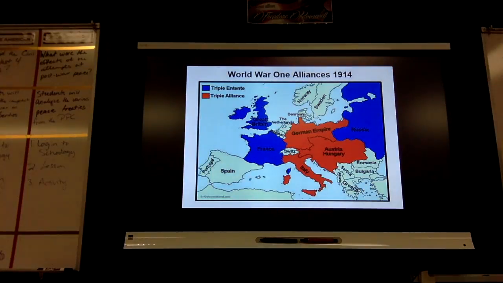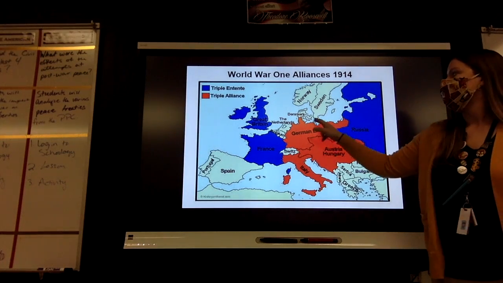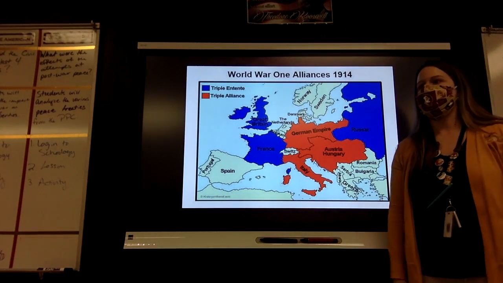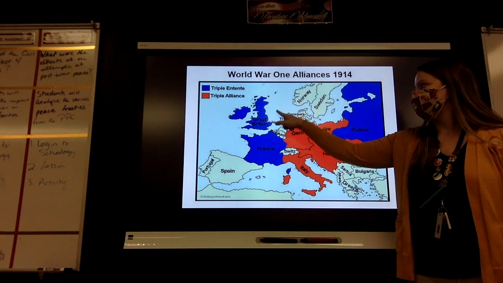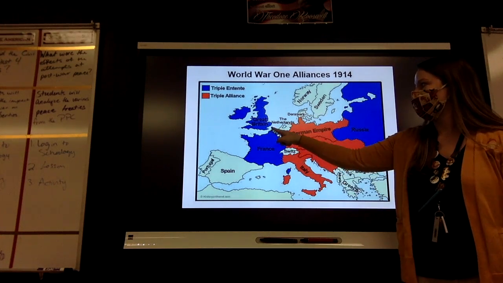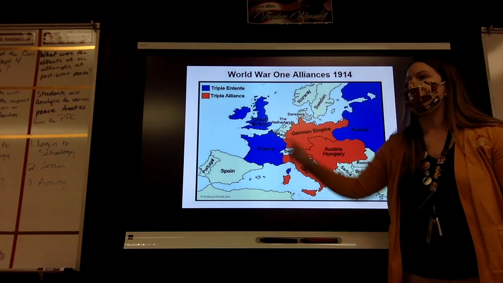Actually, that's what I want. If you look here at Germany, Germany doesn't have much access to the Atlantic Ocean, does it? Yeah, a little bit of spot here to get out, a little bit of spot here to get out. You can come down here by Britain, or you have to go above Britain.